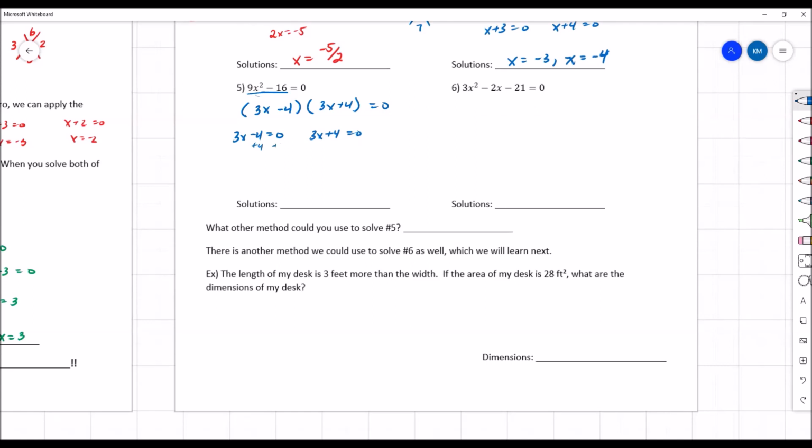Solve. Add 4 to both sides. 3x equals 4. That must mean that x equals 4/3. Subtract 4 from both sides. 3x equals negative 4. That must mean that x equals negative 4/3.